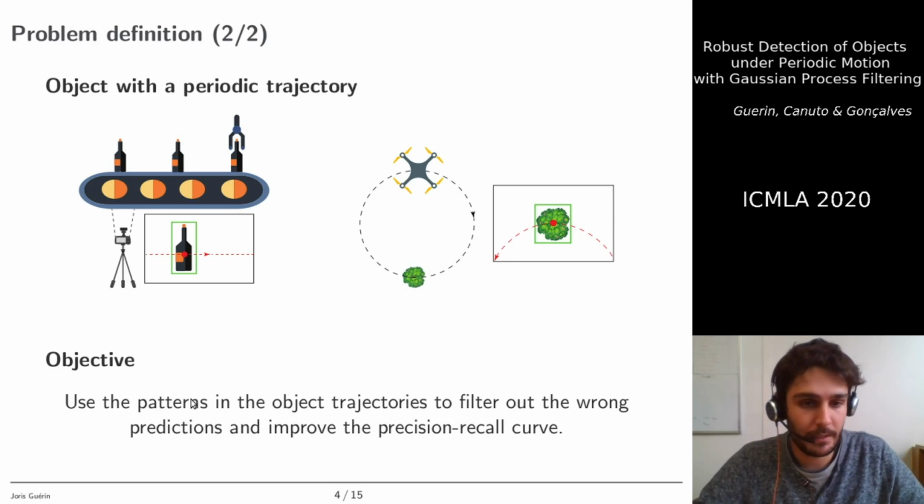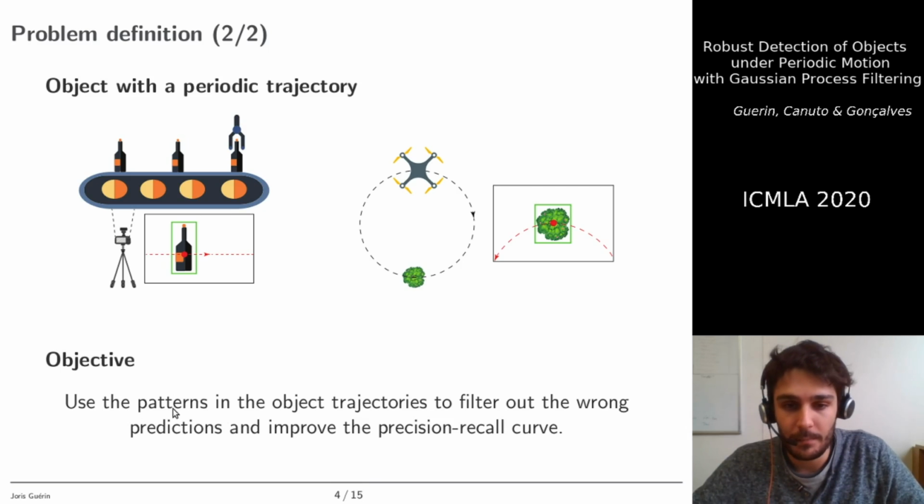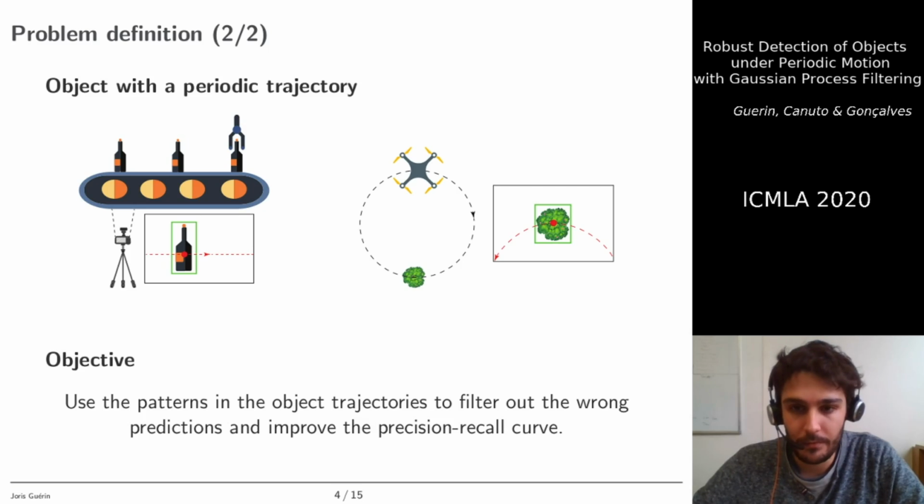And so, as I explained, the objective is to use these patterns in the trajectories to filter out basically the wrong boxes, and that improves the precision recall curve.